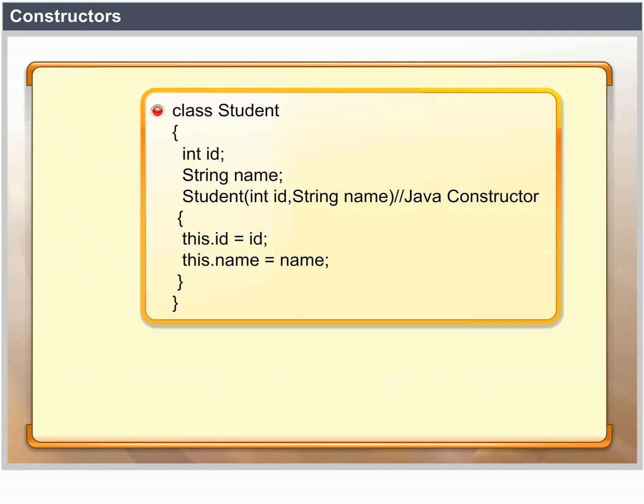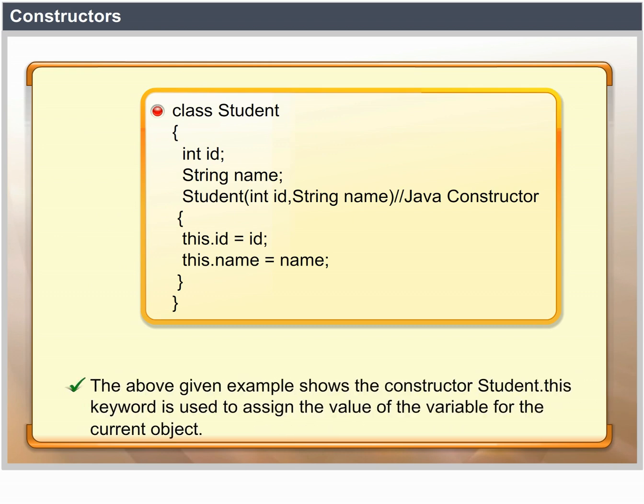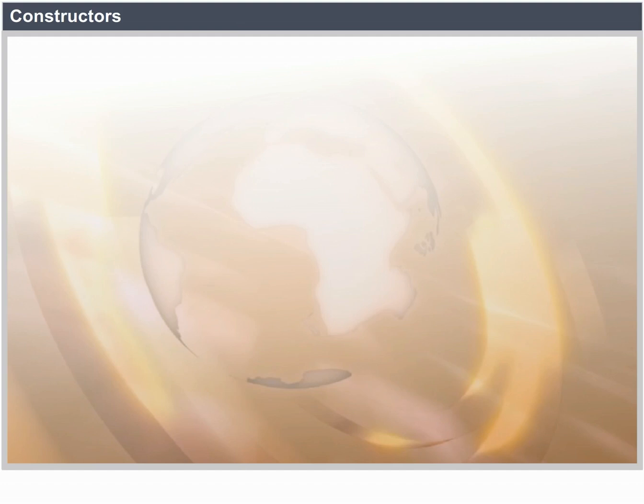class Student { Student(int id, String name) is a Java constructor { this.id = id; this.name = name; } }. The above given example shows the constructor Student. The this keyword is used to assign the value of the variable for the current object.